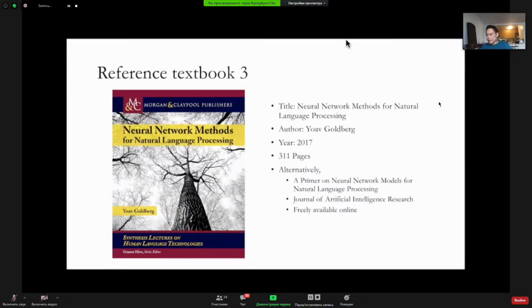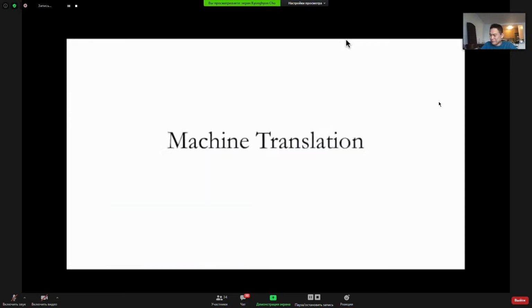It's pretty nice. And the preliminary, or earlier, version can be found online for free. It's titled A Primer on Neural Net Models for Natural Language Processing, and it was published in the Journal of Artificial Intelligence Research. So take a look at them, and if my lecture was unclear, then you'll find the answers there.